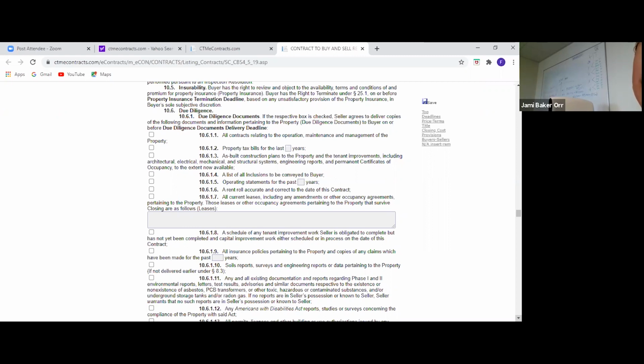So one of them is Phase 1, Phase 2 reports, letters, test results, advisory, underground storage tanks, Americans with Disabilities Act. If you don't have them, don't mark them. So I counter a lot of these out. Sometimes I get them and it doesn't say if in your possession. It says that the seller will do it.